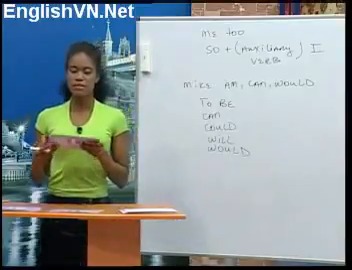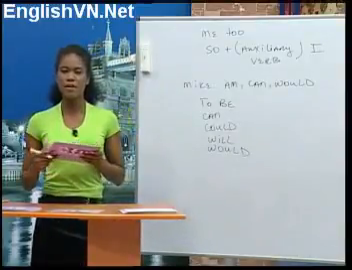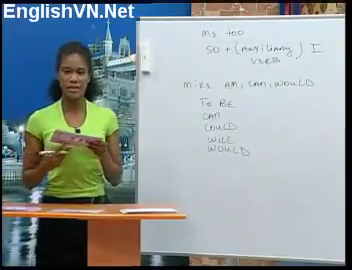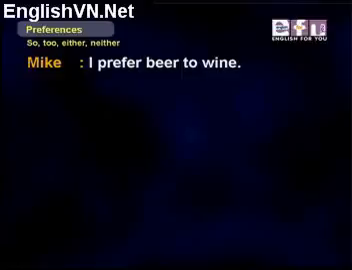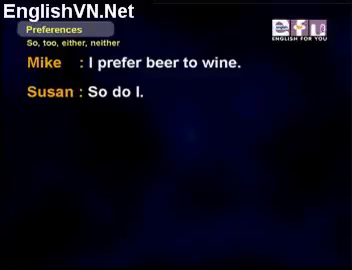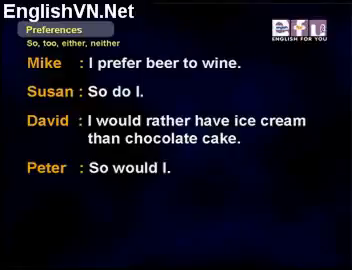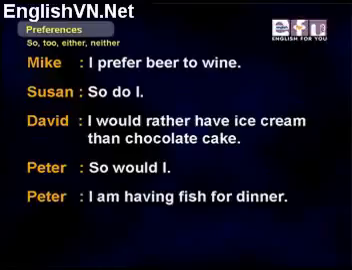Okay, let's look at some sentences where people talk about their preferences and other people agree with them. Take a look. I prefer beer to wine. So do I. I would rather have ice cream than chocolate cake. So would I. I am having fish for dinner. So am I.